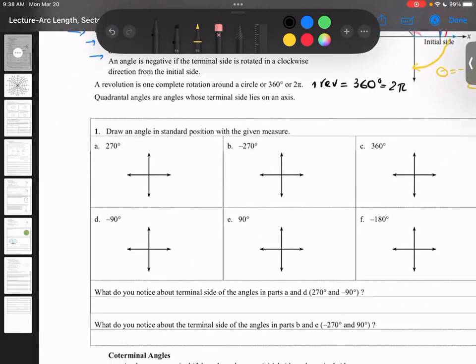So, drawing an angle in standard position with a given measure. If I want you to draw an angle of 270 degrees, you start from the x-axis, right here, the initial side, and you go counterclockwise because it's a positive angle. Right there, that's theta equals 270 degrees. If I want negative 270 degrees, you're still starting at the x-axis, but you go clockwise, like that.